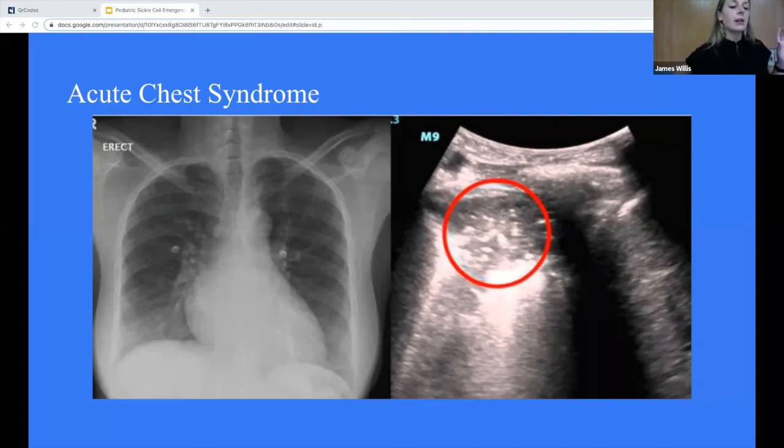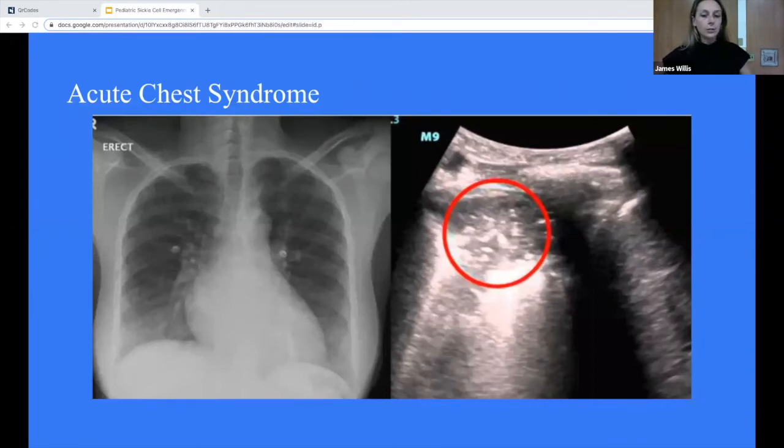Another way to diagnose is chest x-ray versus ultrasound. There has been a lot of study on which one is more sensitive and which one's more specific. Actually, ultrasound is a much better test to diagnose acute chest. It's about 83% sensitive and 100% specific for acute chest, whereas chest x-ray is only 17% sensitive and 50% specific. Abnormalities on ultrasound were present a day before they were present on chest x-ray as well.